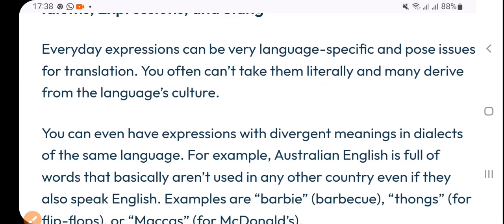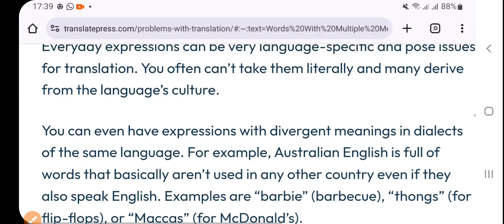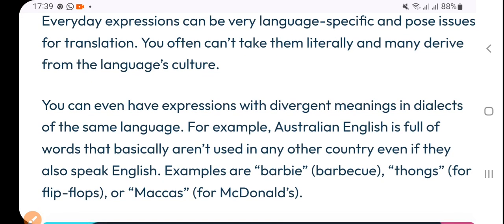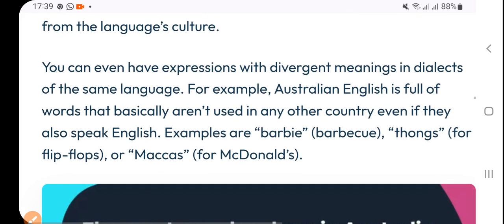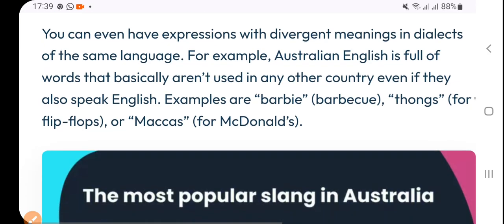Then idioms, expressions and slang, a very big challenge. Everyday expressions can be very language specific and pose issues for translation. You often can't take them literally, and many derive from the language culture. So that's a problem in language. You can even have expressions with divergent meanings in dialects of the same language.